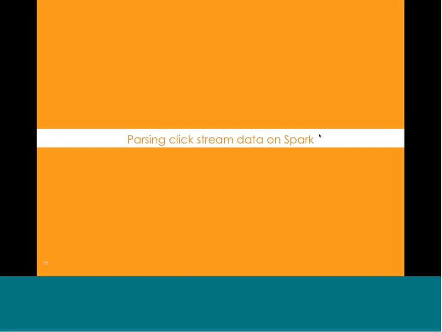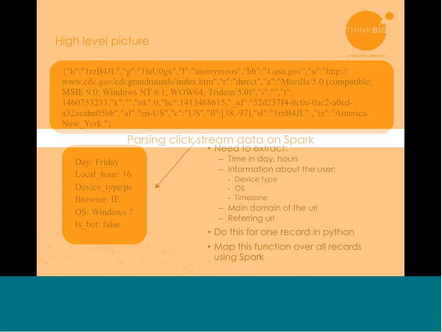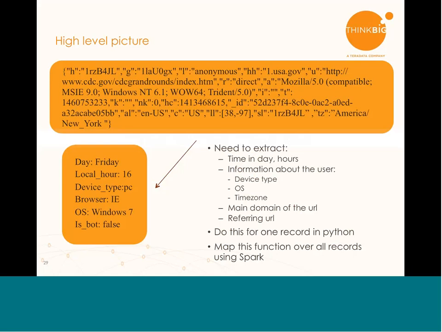So to get from this data to something useful, we have to do some parsing. The high-level picture is that you want to take this JSON format entry and pull out things like, what day was this actually? What hour was this? What type of device? Was it a PC? Was it a mobile phone? What browser was it? What was the operating system? And is it a bot, or is this actually a genuine user? The way that we'll do this is we'll write a function for one record in Python, test it in Python, and then once we know it's working, we'll map this function over all of the records in this data set using Spark.